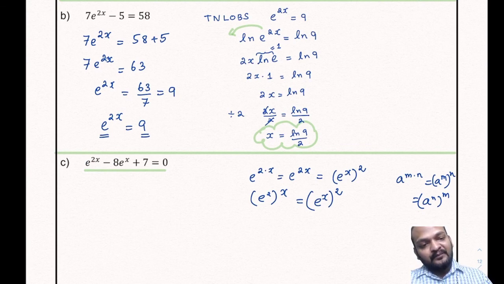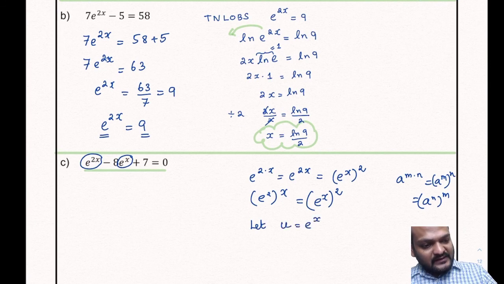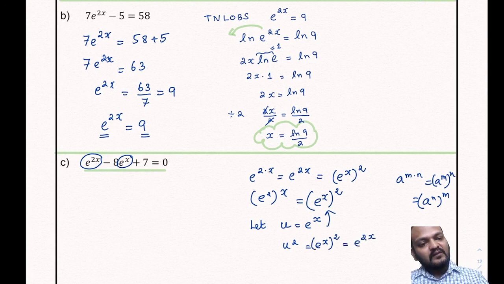Let's see how we do that. Since I have e to the 2x and e to the x, I am going to do a substitution. Let u equal e to the x. Then, as I showed you earlier, u squared, which is e to the x the whole squared, becomes e to the 2x, because of this property.